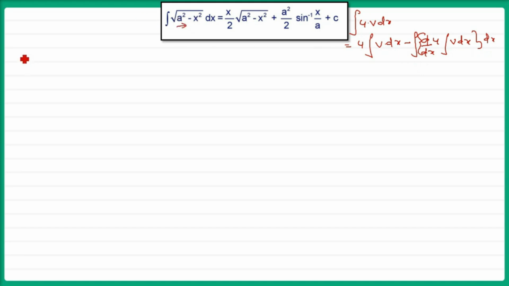So we have this under root a square minus x square. So integration of under root a square minus x square, how are we going to go about it? What are going to be the steps? So you know already that root x is equal to x to the power half. So we'll do it by integration by parts.